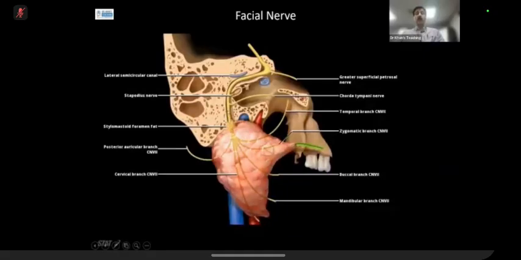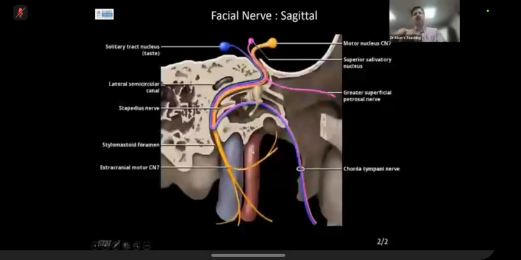Now, this is chorda tympani, and so various functions of the facial nerve include lacrimation, which is controlled from here, sound dampening, which is controlled from here, anterior two-thirds of the taste, and then there are what we call muscles of facial expression, which are controlled from the distalmost branches.